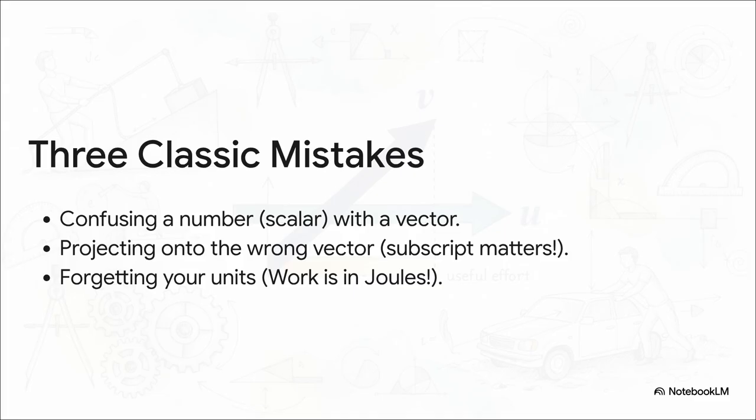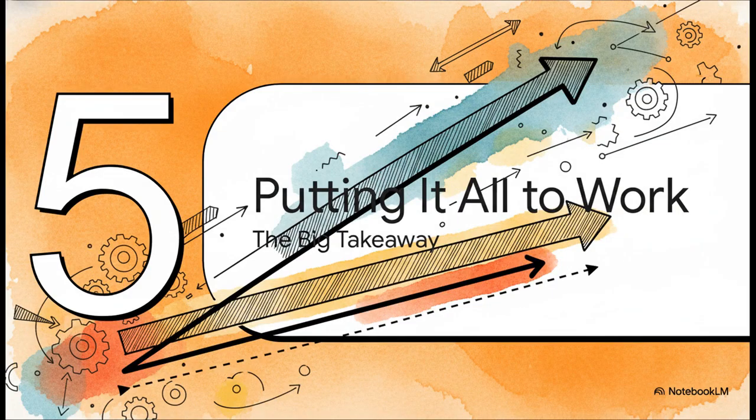Second, watch your subscripts. Projecting U onto V is totally different from projecting V onto U. You get two completely different shadows. And finally, a classic for any physics problem, don't forget your units. Force in newtons times distance in meters gives you work in joules. Always remember the units. So after all this math, after all these examples, what's the big takeaway?